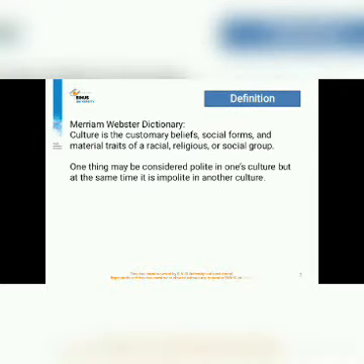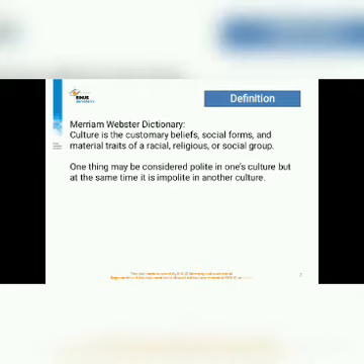First, do you know about the definition of culture? What is culture? According to Merriam-Webster Dictionary, culture is the customary beliefs, social forms, and material traits of a racial, religious, or social group. One thing may be considered polite in one's culture, but at the same time, it is impolite in another culture.